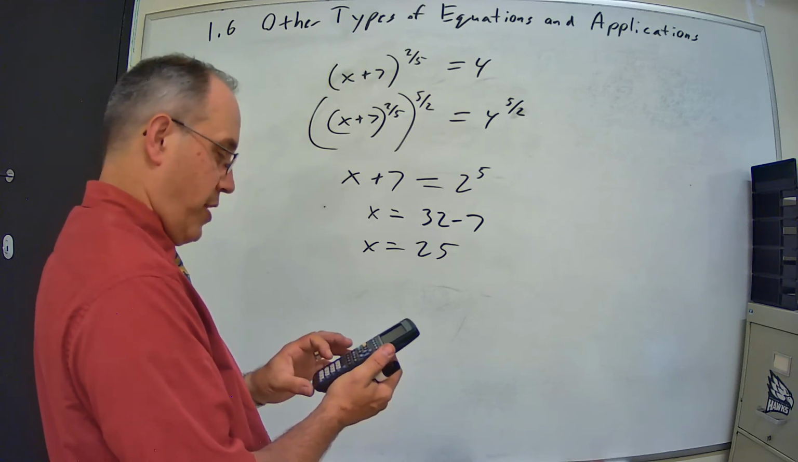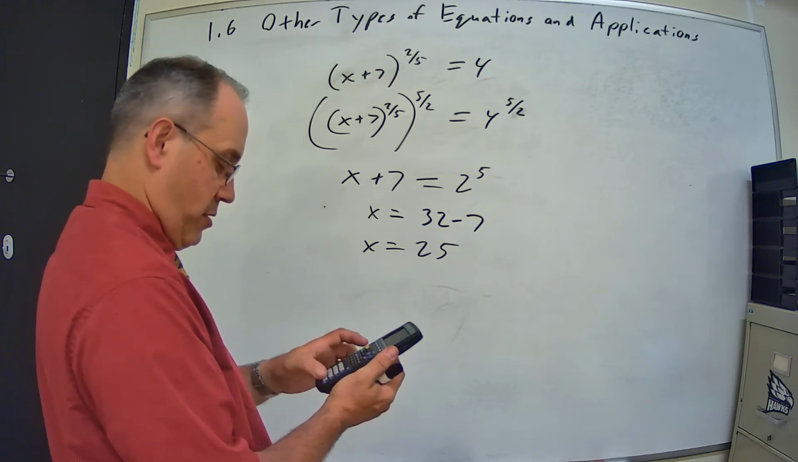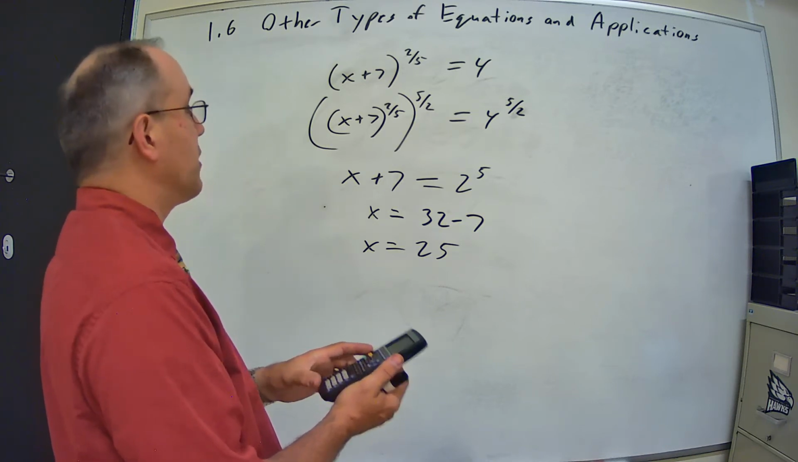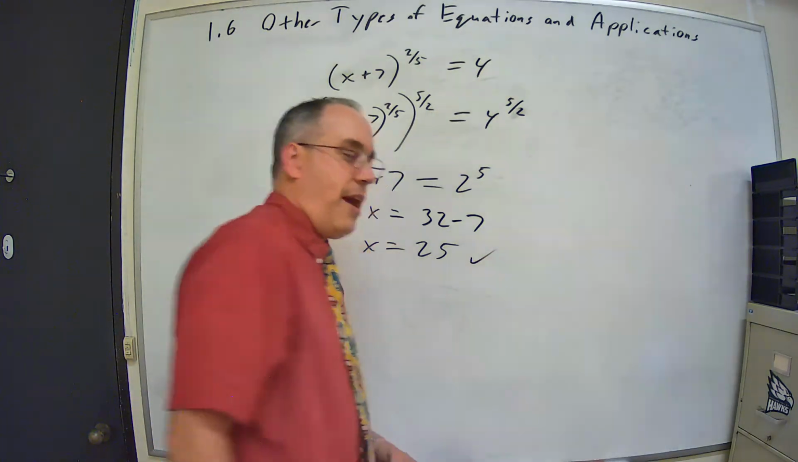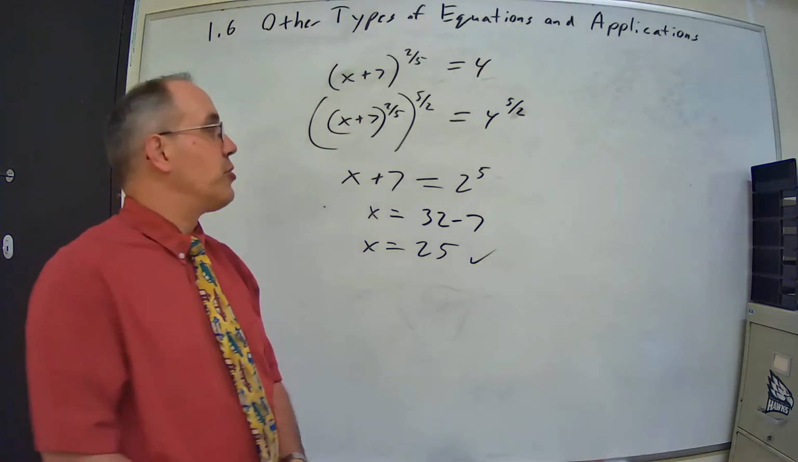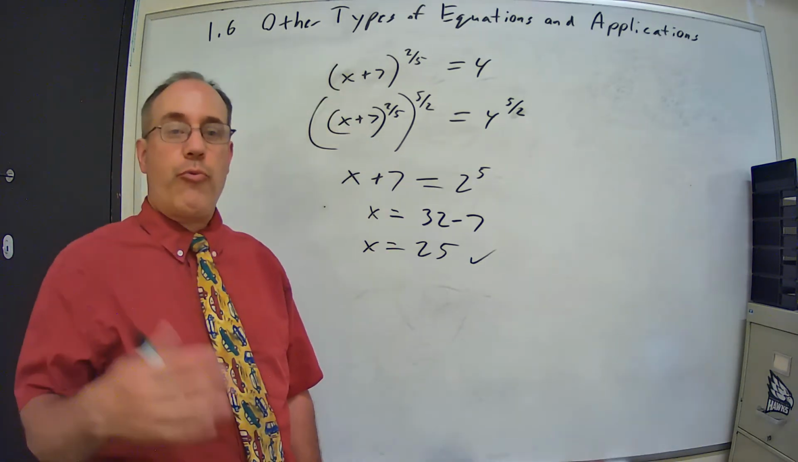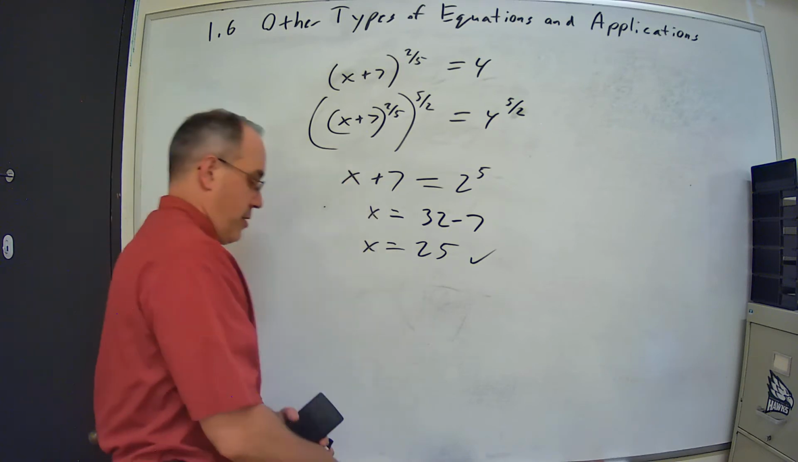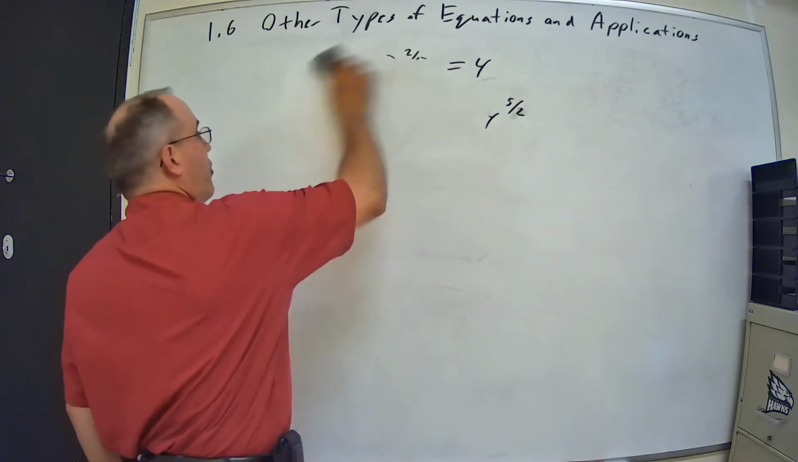So we want the 5th root of 1024, which gives us 4. So we're good. That one worked. So that's one thing when we're dealing with rational exponents. So let's get this out of the way and look at the other type of equation we want to look at.